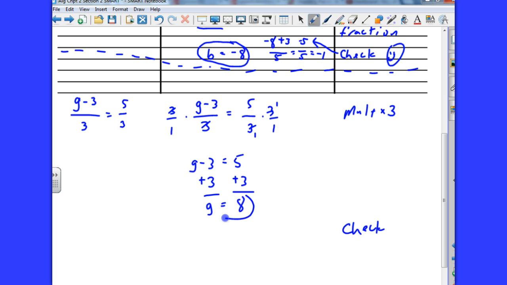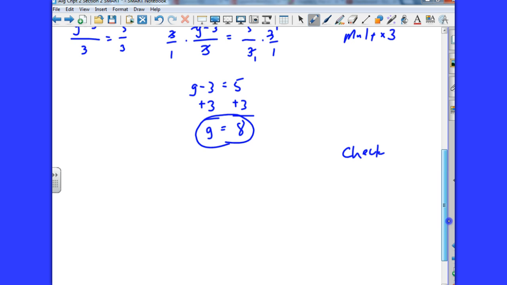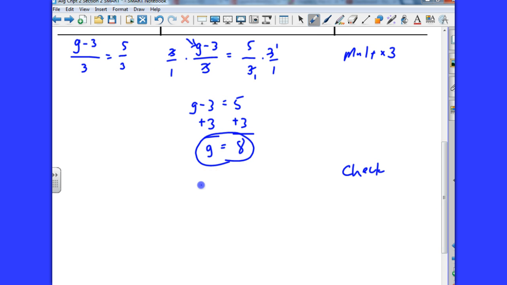Let's check it. We're going to take the 8 and plug it in for g and see if we end up with 5 over 3. Give myself a little bit more room here. Oops, too much. All right. The original question was (g - 3)/3, so g is 8, 8 minus 3 over 3. What's 8 minus 3? It's 5. What's the denominator? 3. And that's what it said right there. So my check works and life is good.